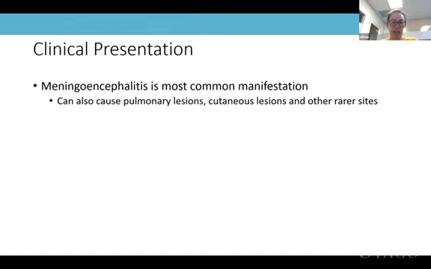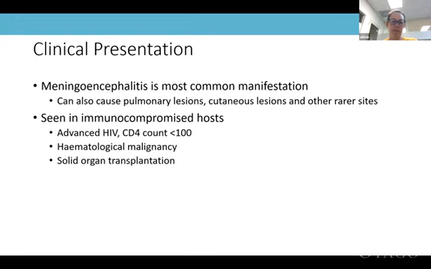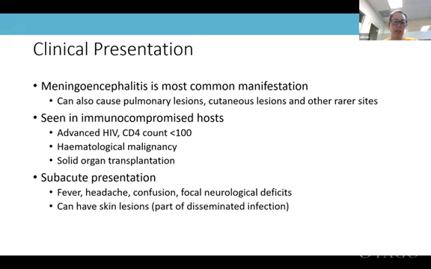Typically meningoencephalitis is the most common manifestation, but you can get cryptococcus causing pulmonary lesions. Usually it's a sort of nodule, pulmonary nodules. You can also get cutaneous lesions and sometimes other rarer sites of infection. Like I said before, it's generally seen in immunocompromised hosts. So advanced HIV, typically people with CD4 counts less than 100. Hematological malignancies and solid organ transplantation again have enough immunocompromise to be able to get cryptococcal meningitis.